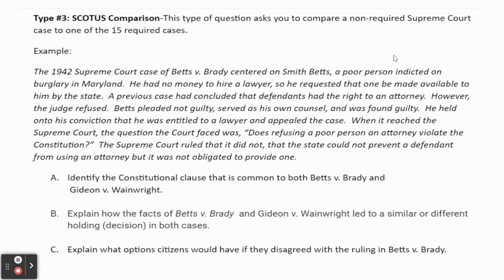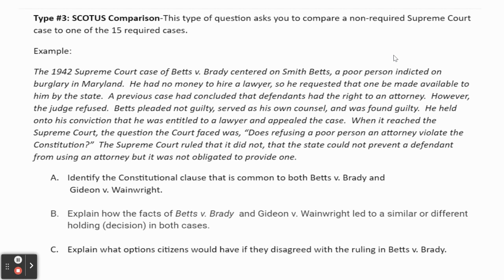When it reached the Supreme Court, basically it was faced with the question of, does refusing a poor person an attorney violate the Constitution? The Supreme Court in this particular circumstance ruled that it did not, that the state could not prevent a defendant from using an attorney, but it was not obligated to provide one. So this is the blurb involving Betts v. Brady. You're not expected to know anything more about this case than what they provide you in this little description.